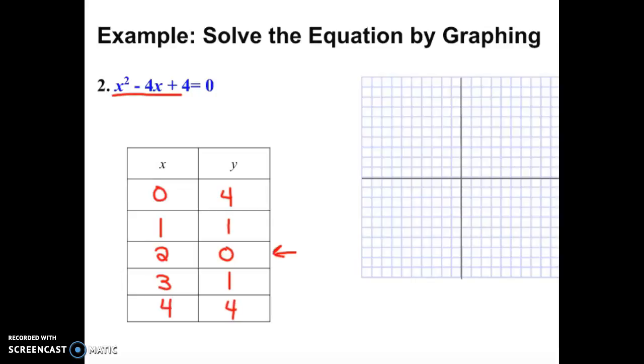We again know this is the vertex. So if I'm graphing it, I'm going to put the vertex at 2, 0 in Math Excel. And then I'll just pick another random point, so maybe I'll use 0, 4. And again, Math Excel should graph it for you on there.